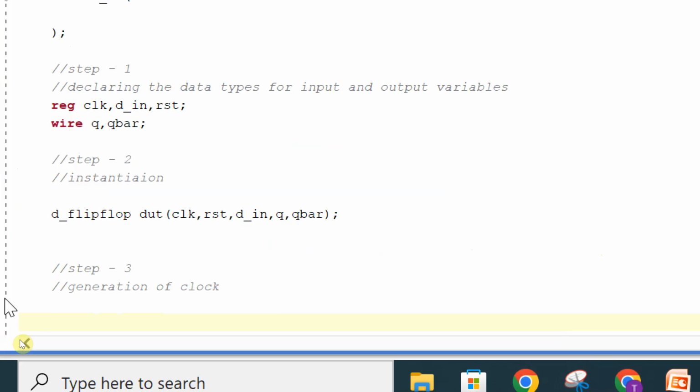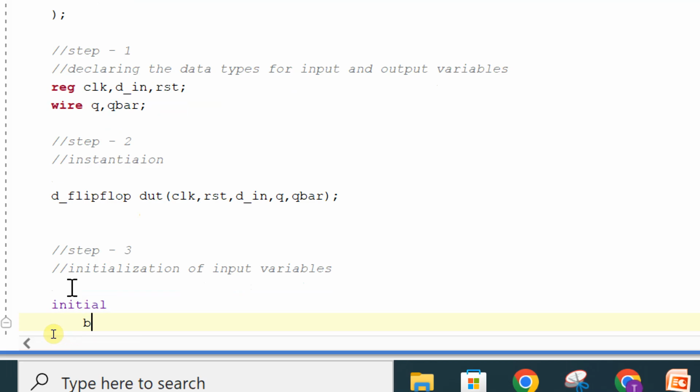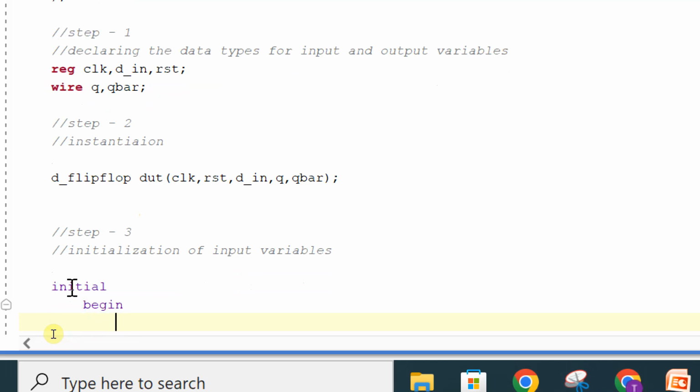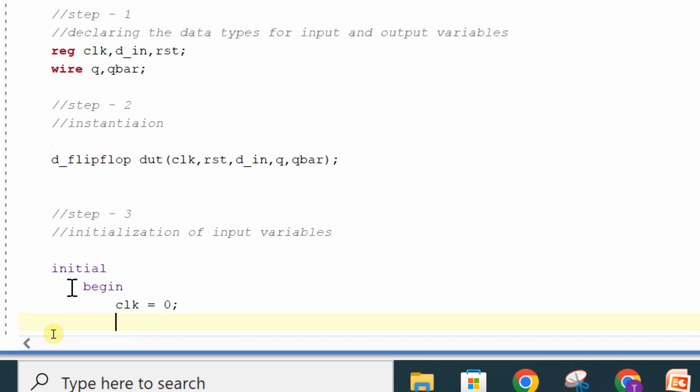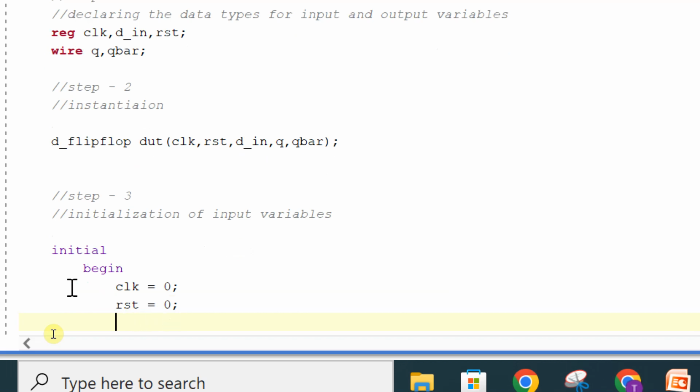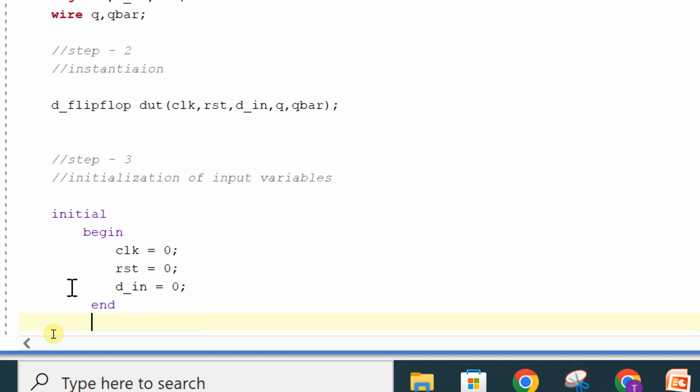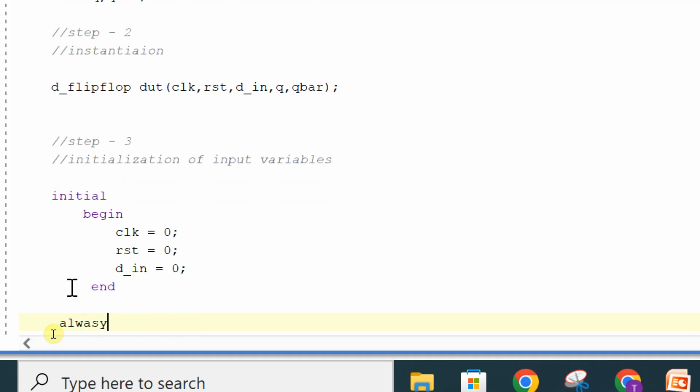Now before that, we should initialize the clock. Since it is a reg variable, we are going to initialize its value. So I will write here, initialization of input variables. That is our clock, d in, and reset, everything. Begin, clock is equal to 0 and reset is also equal to 0, d underscore in is also equal to 0, end.